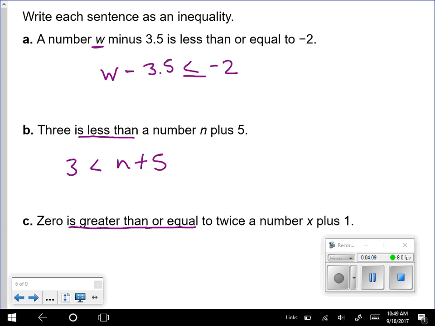So what we have is 0 is greater than or equal to twice a number x plus 1. So twice a number would be 2x plus 1. So you will need to be able to do that as well.